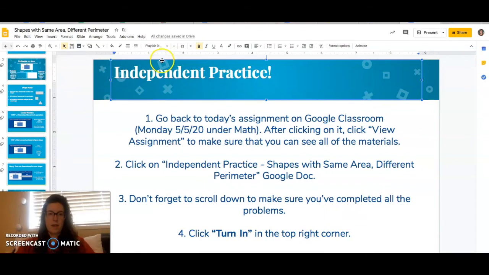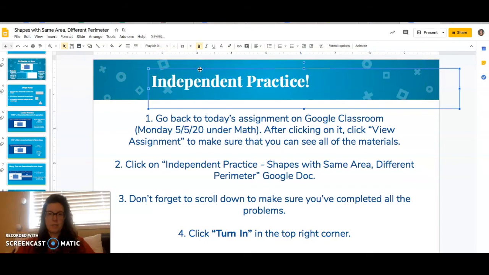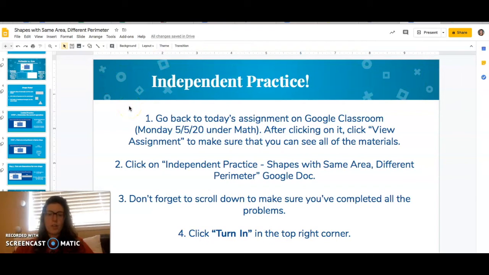So for your independent practice, you are going to go back to today's assignment on Google Classroom. Today is the 5th. Make sure that when you click on it, you click View Assignment to make sure that you can see all of the materials that are there for you. You're going to click on Independent Practice, Shapes with the Same Area, Different Perimeter. Don't forget to scroll down, make sure you've completed all the problems, and click turn in at the top right corner.